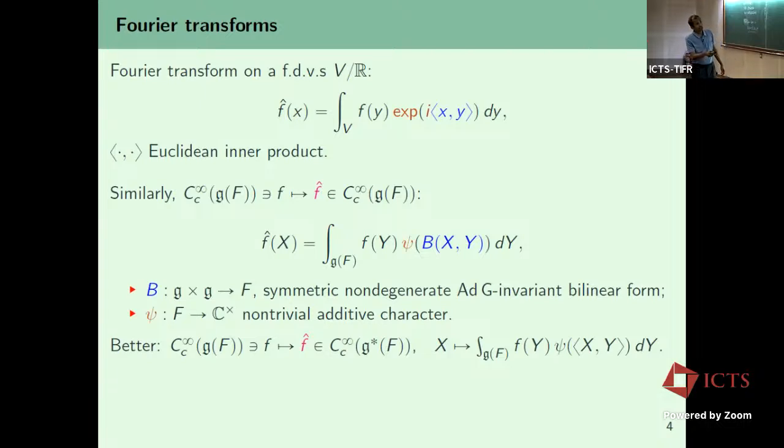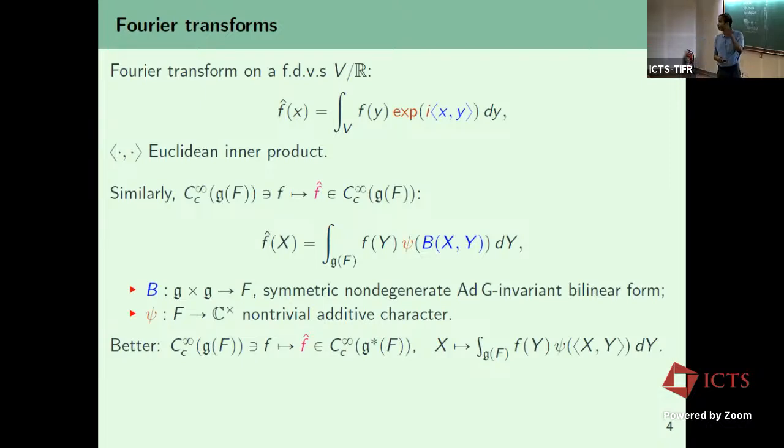Where instead of pairing x with y using a bilinear form, you just apply the element x of the dual to y. So it's a more natural pairing. So what is happening here? The Pontryagin dual of G can be identified with the dual Lie algebra using the character psi. An element x in the dual Lie algebra corresponds to the Pontryagin dual element psi of x comma blank. And then the usual Fourier transform from Pontryagin duality becomes this prescription. Okay? So this is what we will use.